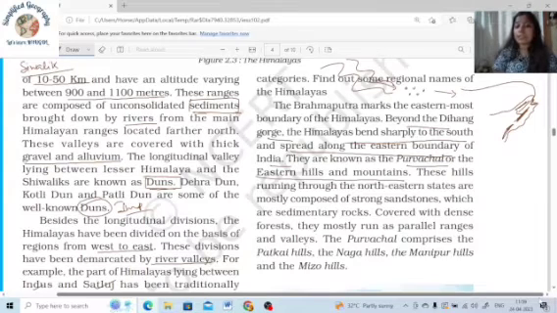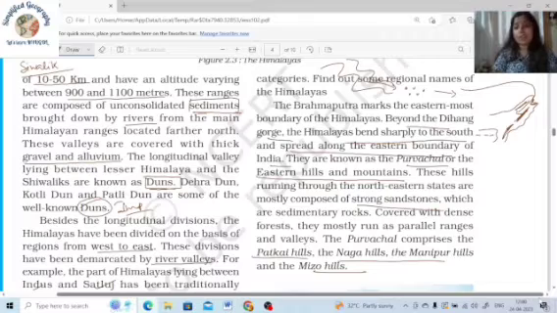These hills running through the northeastern states are mostly composed of strong sandstones, which are sedimentary rocks. Covered with dense forests, they mostly run as parallel ranges and valleys. The Purvanchal Hills comprise the Patkai Hill, Naga Hill, Manipur Hills and Mizo Hills. All are very important. There are some more hills in Meghalaya. We find Garo, Khasi, Jayantia.